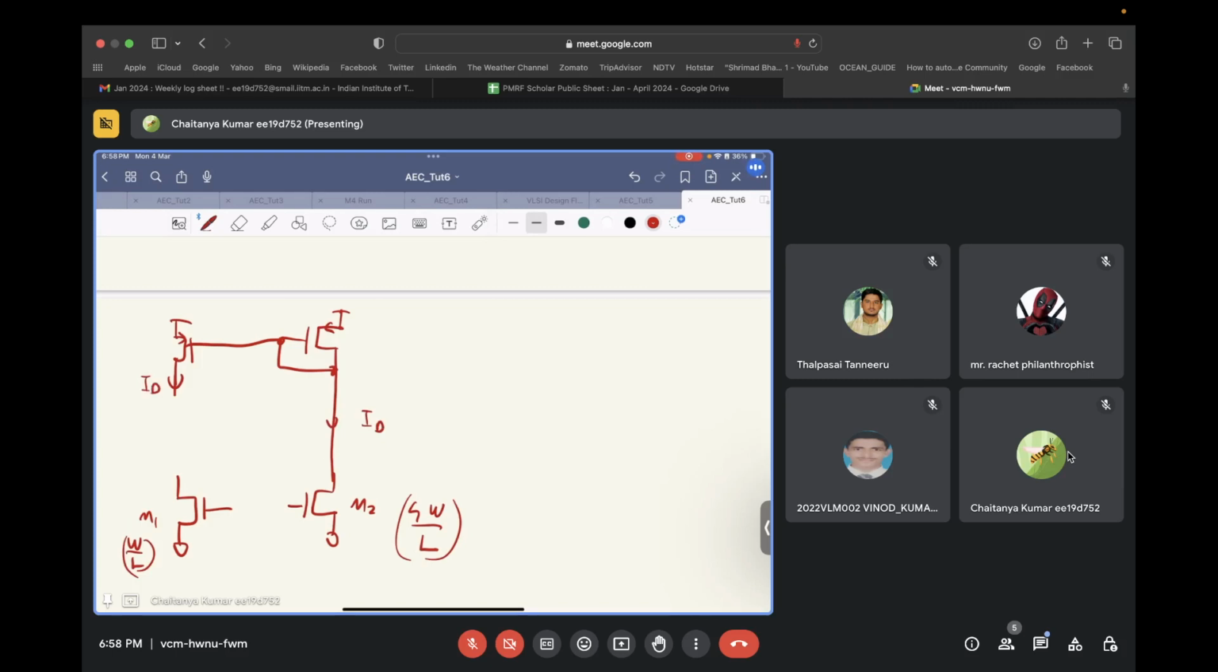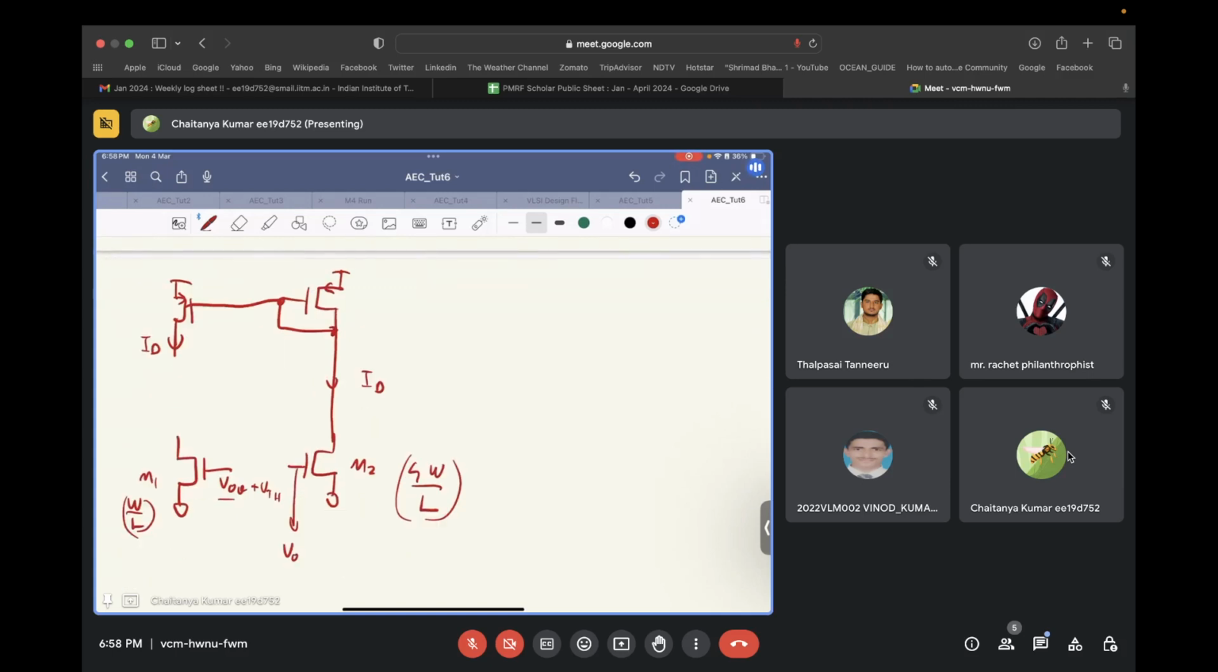Now you want to generate a voltage, so this should have VOV. Let's say somehow we have attained some kind of feedback configuration such that the gate source voltage of transistor M1 is VOV plus VTH, and the gate source voltage of transistor M2 is VOV by 2 plus VTH. So we need to somehow create this scenario.